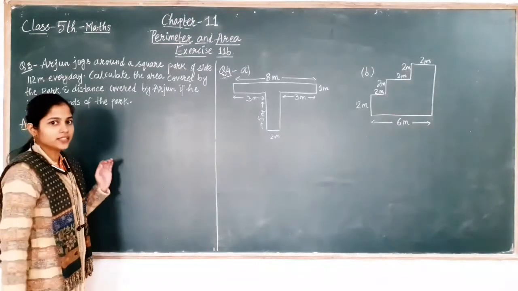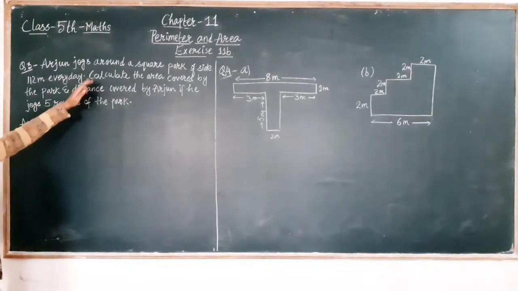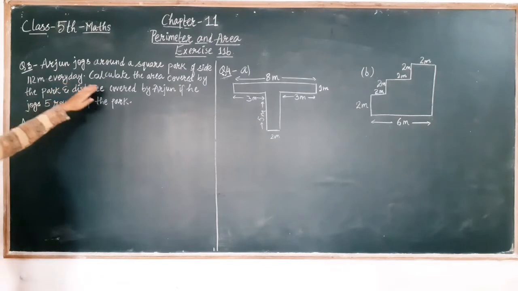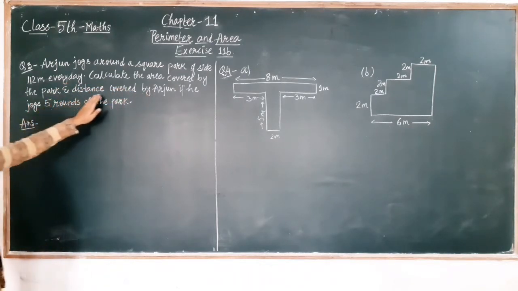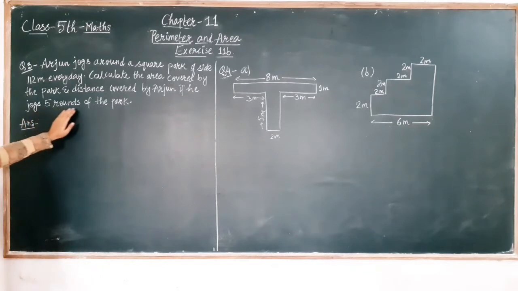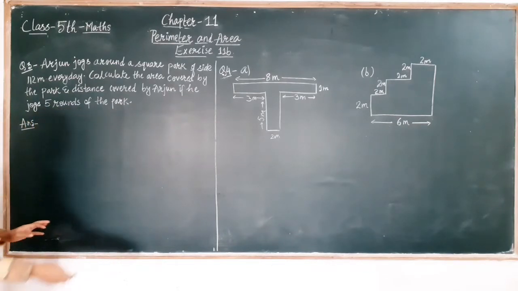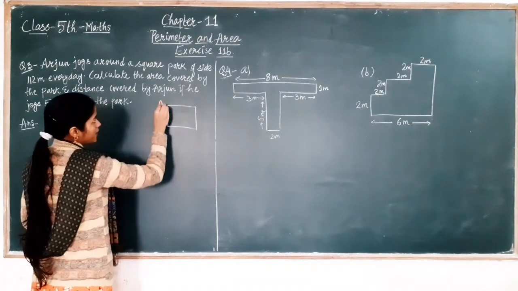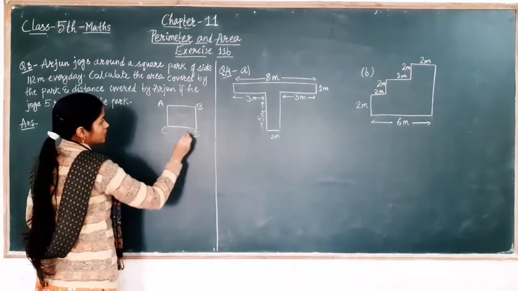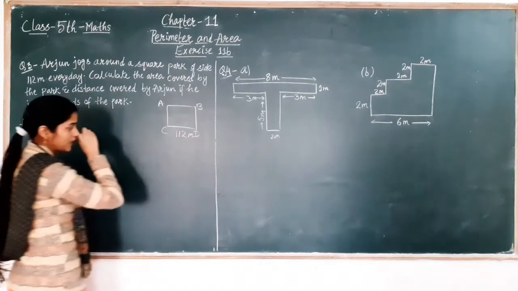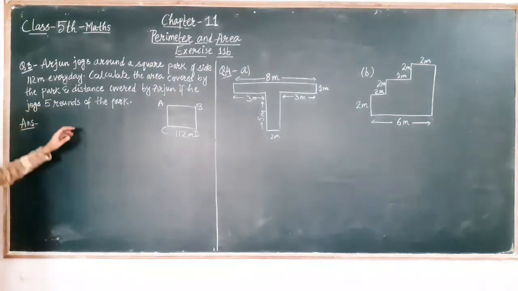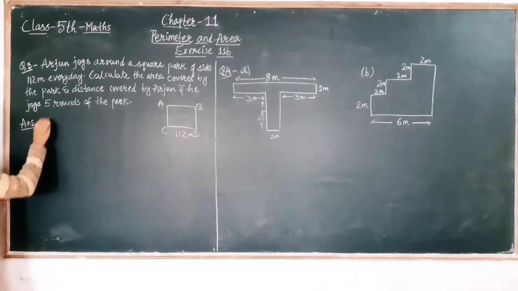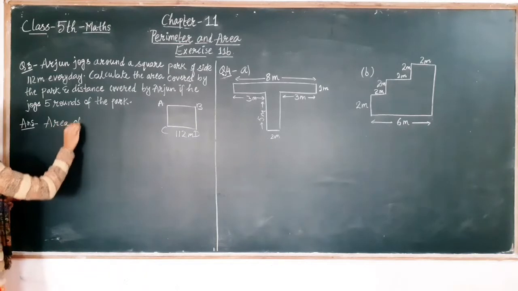Now we will see our third question. Arjun jogs around a square park of size 112 meters every day. Calculate the area covered by the park and the distance covered by Arjun if he jogs 5 rounds of the park. We have been given a square-shaped park, and its side is 112 meters. We are required to find the area covered, so first we'll find the area of the park.